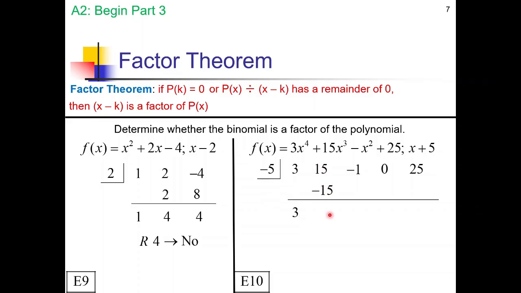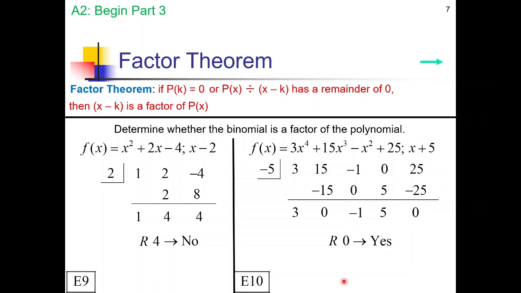That plus 15 gives me 0. Negative 5 times 0 is 0. That's kind of nice. Negative 1 plus that is negative 1, which is where the 0 placeholder lands. Negative 5 times negative 1 is 5. 0 plus 5 is 5. And negative 5 times 5 is negative 25, which adds up to 0 with the 25 there. So since we got a remainder of 0 this time around, that proves that x plus 5 is a factor of f of x.